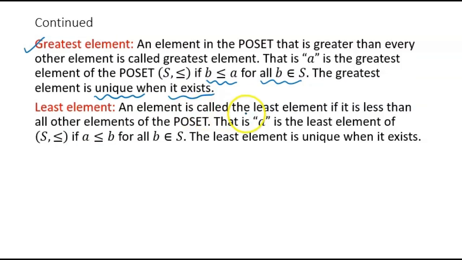An element is called the least element if it is less than all elements of the POSET. That is, an element A is the least element of the POSET if A is less than or equal to B for all B in S. Right, and the least element, if it exists, is unique. So the uniqueness thing you need to keep in mind.